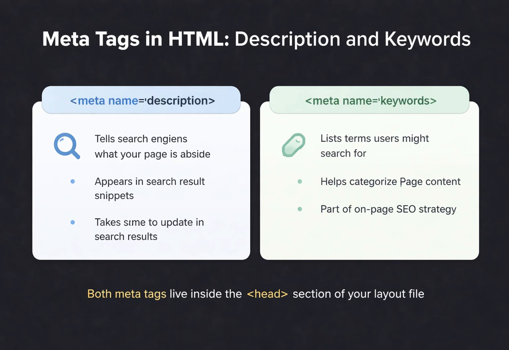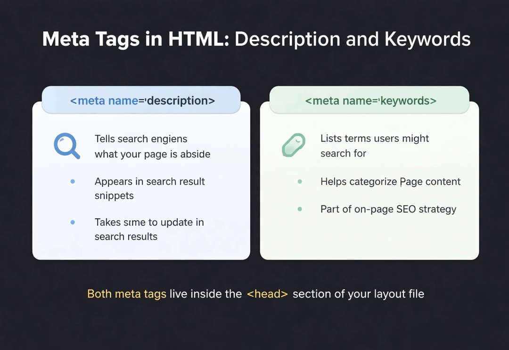The meta description is what search engines use to generate that short snippet of text you see under a page title in search results. It doesn't directly control ranking, but it tells both the search engine and the user what the page is about. The meta keywords tag lists the terms that users might type into a search engine to find your content. Both of these tags belong inside the head section of your layout file, and that's exactly where we'll be placing them.